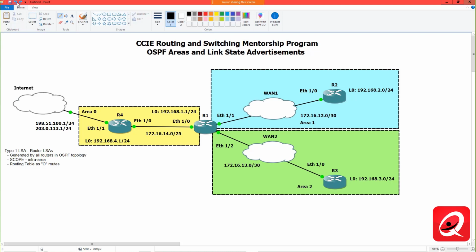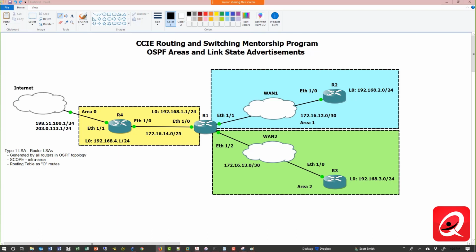Every single router participating in OSPF is going to generate one of these LSA types, and they actually get flooded within the area that the router belongs to. All right? So what is it that a type 1 LSA is going to tell us? Number one, it's going to tell us whether or not this is an area border router or whether or not this is an ASBR. Let me show you what that looks like.